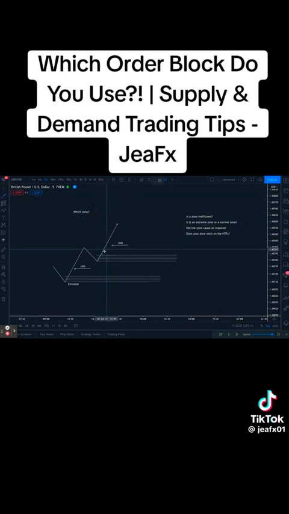So imbalanced zones are much more likely to be refilled. For example, if we have an imbalance here, but we have an imbalance here as well, it's very possible and very likely that the low zone is going to get retested because we still have imbalance and inefficiency to fill.